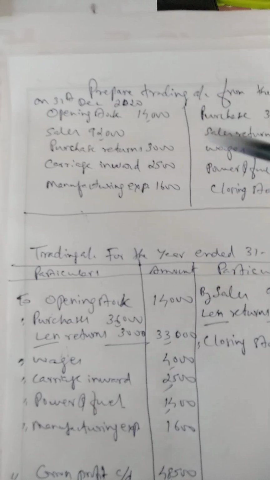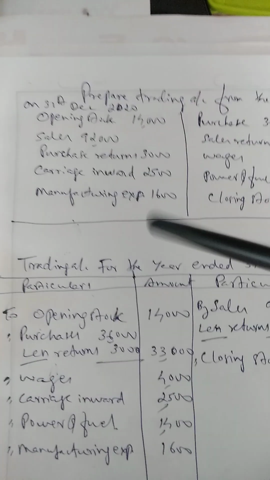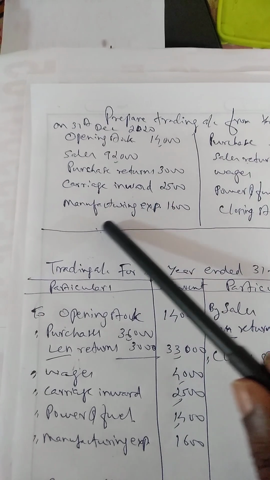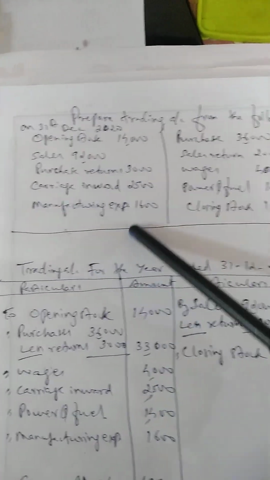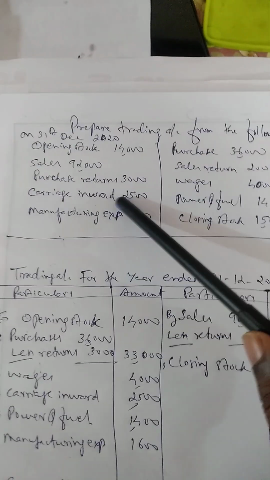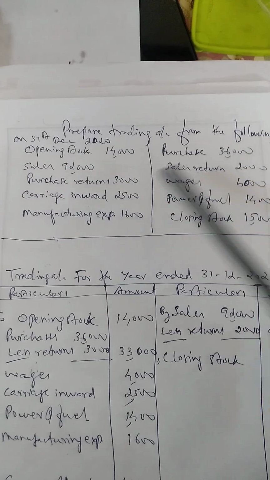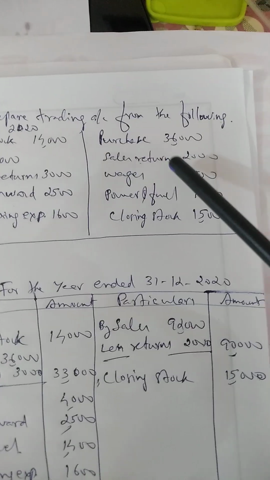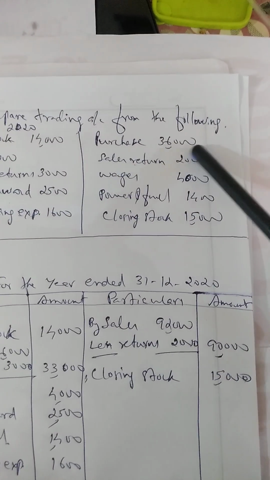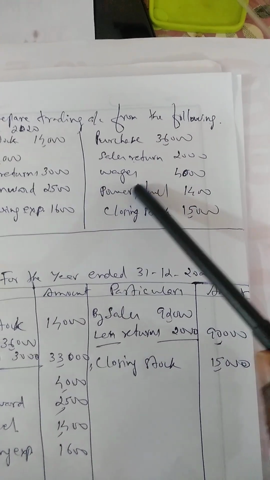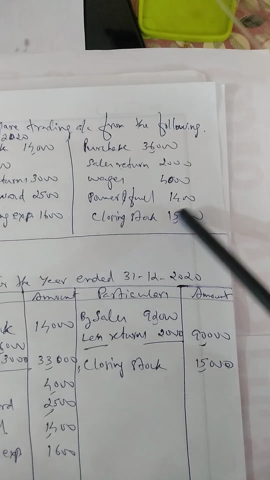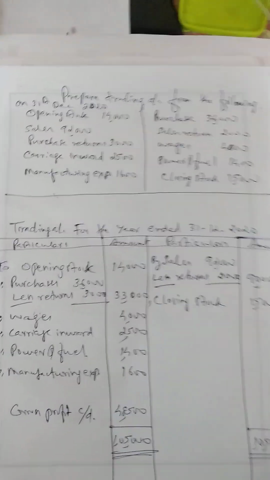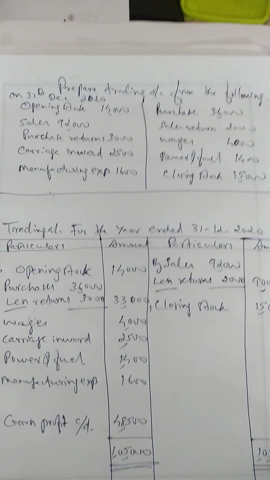Opening stock, sales, purchase return, carriage inward, manufacturing expense. The balance of this question is here. Remember, this is not a debit or credit. Some items are written here, the balance of such items. Okay, it's the balance of the question. Purchase 36,000, sales return, wages, power and fuel, closing stock. So some items are here in your question. Okay, we have to prepare trading account out of this.